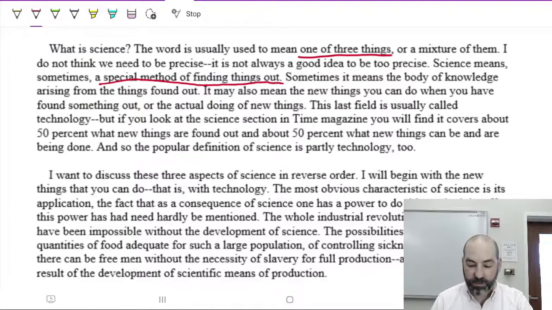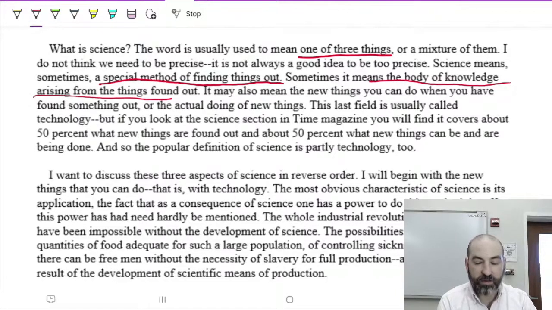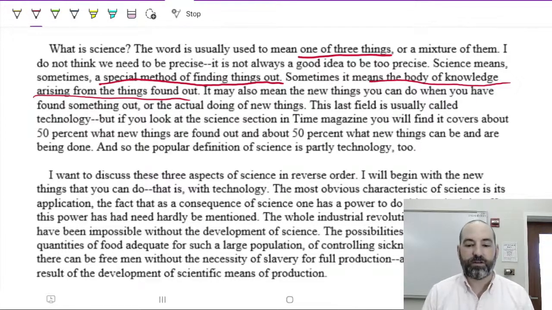Science sometimes also means the body of knowledge that you get. So that's another source of confusion. Is science the thing that you're doing, or is science, like when we talk about science class in school, the particular material that you're learning, which is different, I would say, from the process of finding those things out.